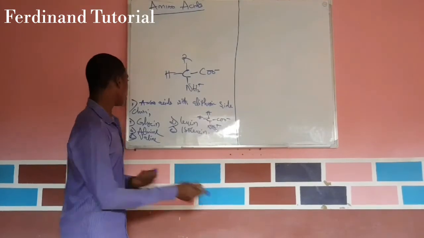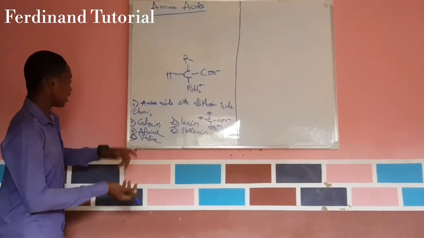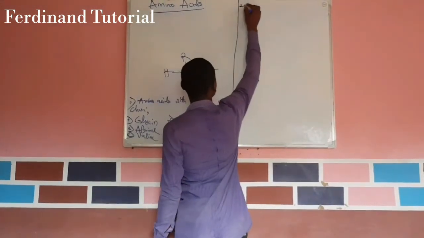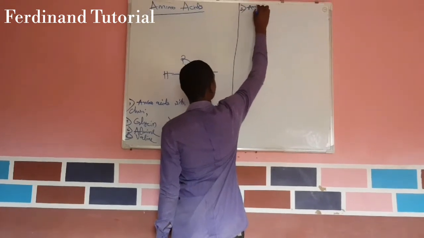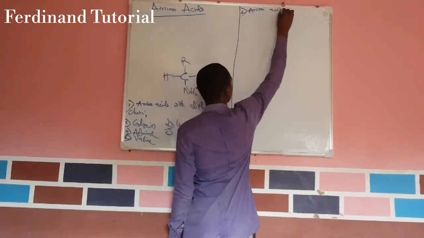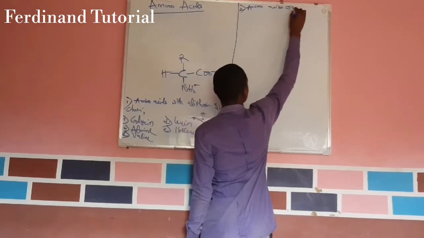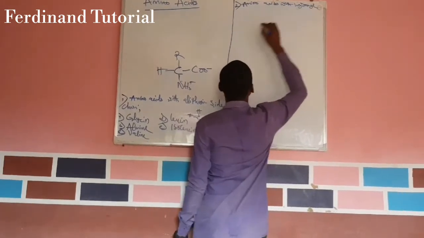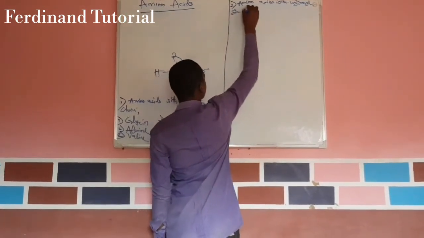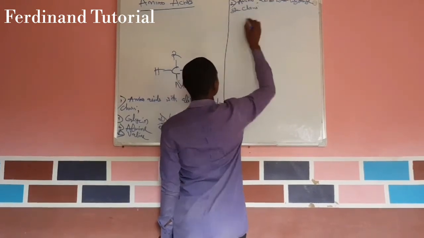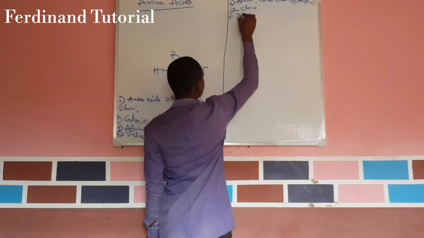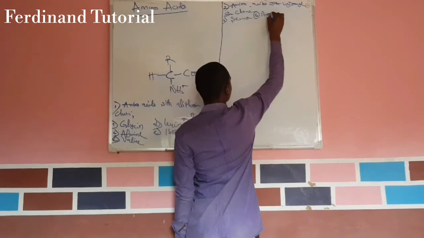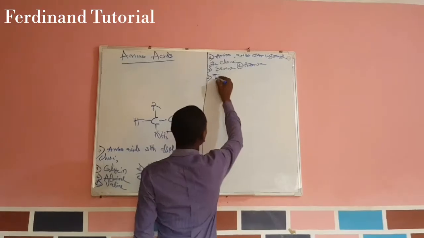Now let's go on. This is the first group of amino acids, where we have glycine, alanine, valine, leucine, and isoleucine. The second group is amino acids with hydroxyl side chains. They include serine, threonine, and tyrosine.